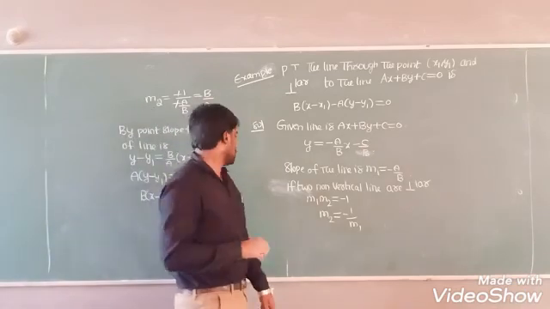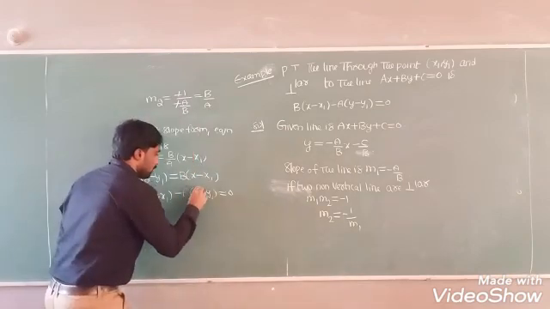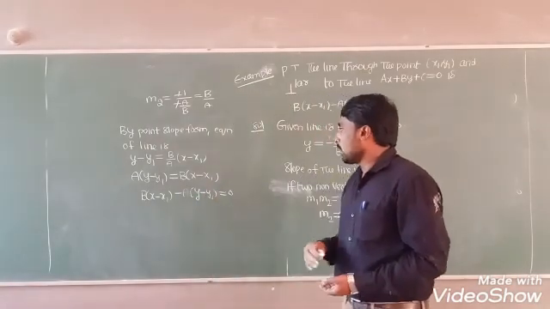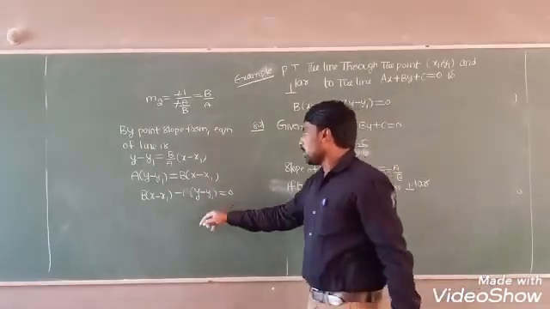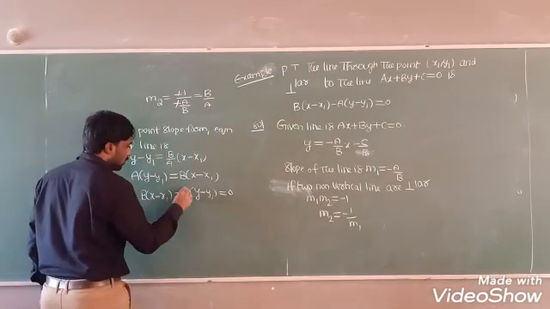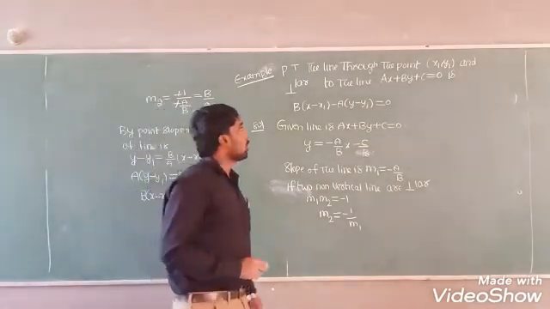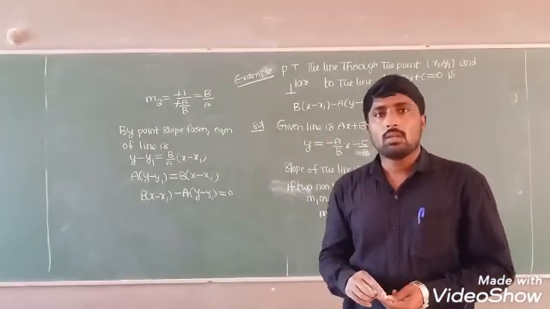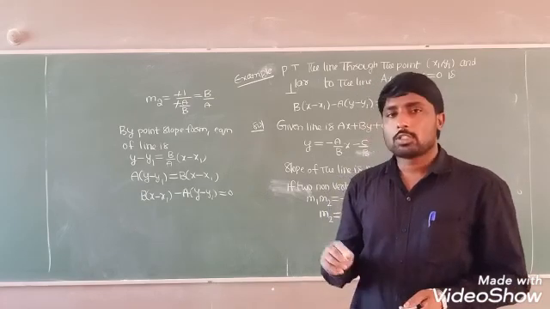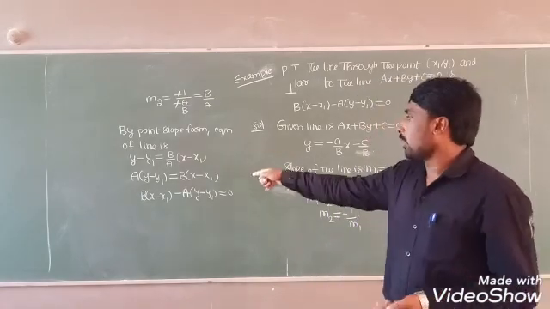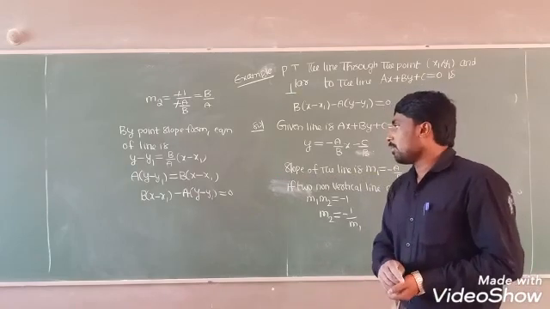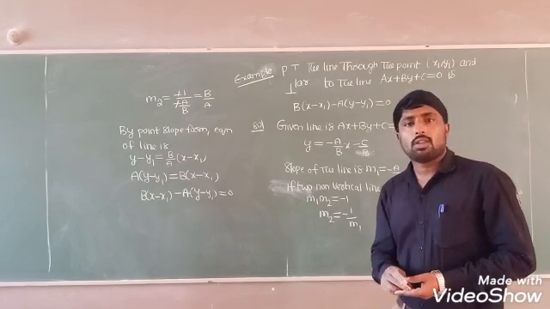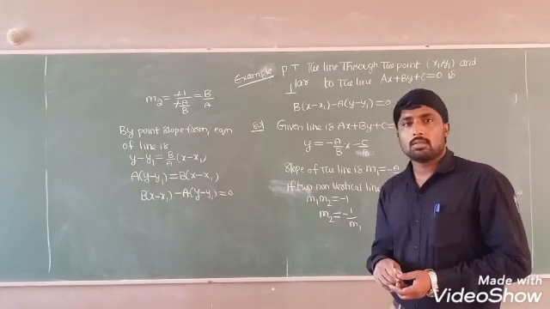If a line passes through the point and is perpendicular to the line, the formula is b into x minus x1 minus a into y minus y1 equal to 0. If a line passes through the point and is parallel to the line, the formula is a into x minus x1 plus b into y minus y1. If it is parallel, it is the previous problem; if it is perpendicular, b into x minus x1 minus a into y minus y1 equal to 0. These conditions are very, very important for you. All of you must learn them properly.